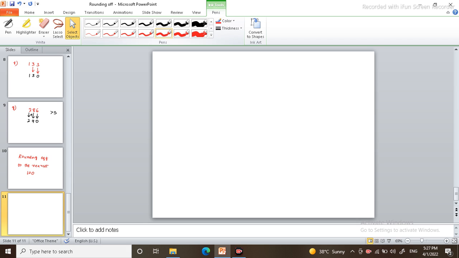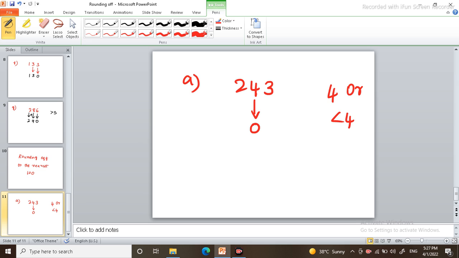The rule is the same here, only a little difference we'll see. See, if the example is 243. When they said rounding off to the nearest 10, we consider the ones place. When it is 100, we consider the tens place. The rule is the same. It is 4 or less than 4. So what will happen when it is 4 or less than 4? This will become 0 and the ones place also will become 0, and in the hundreds place it will remain as it is. So the value will be 200.